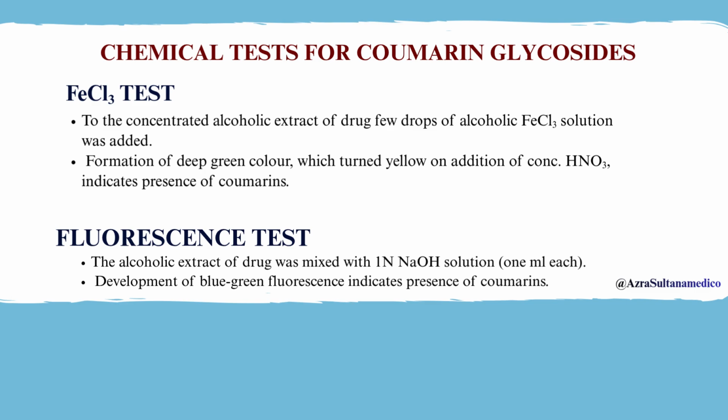Chemical tests for coumarin glycosides. Ferric chloride test. To the concentrated alcoholic extract of drug, a few drops of alcoholic ferric chloride solution was added. Formation of deep green color, which turned yellow on addition of concentrated nitric acid, indicates presence of coumarins. Fluorescence test. The alcoholic extract of drug was mixed with 1N sodium hydroxide solution, 1 ml each. Development of blue-green fluorescence indicates presence of coumarins.